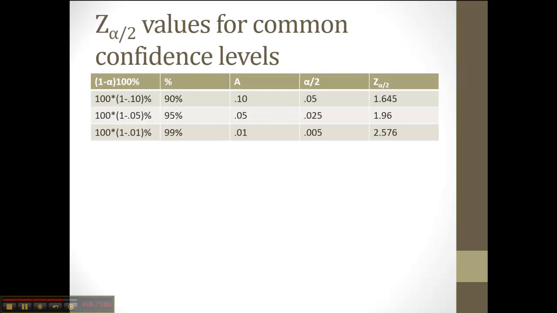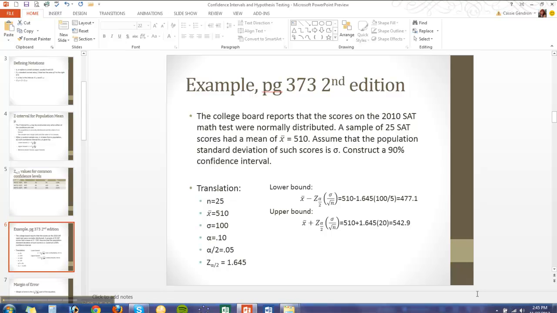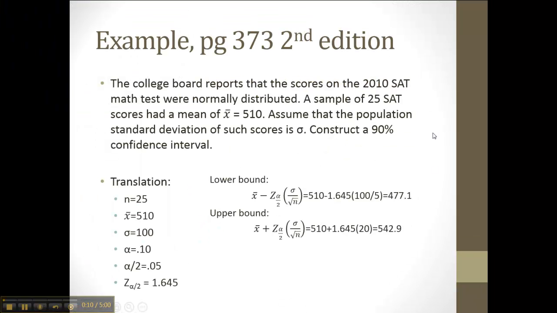The z alpha over 2, when you have 90% confidence, you need to find the z alpha over 2, and that is going to be 1.645. For 95%, it will be 1.96, and for 99%, it will be 2.576. These are your life, so you should be memorizing this or writing it down somewhere. So let's look at an example to put this in a little bit of perspective.